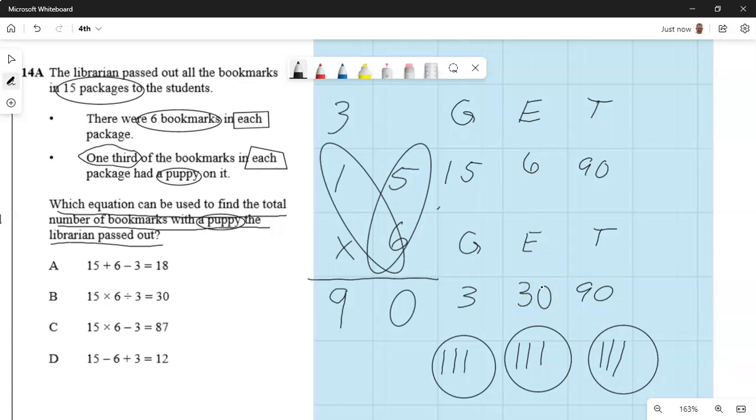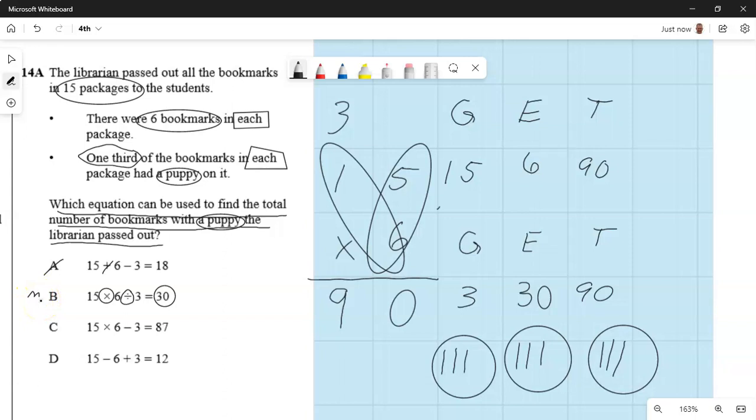So I can look at my answer choices over here. Okay, the first thing I did is I multiplied 15 times 6. I did not add 15 plus 6. So it's not answer choice A. And the next one says I multiplied 15 times 6. That's what I did. Okay, and then I divided the product of that by 3, and I got 30. So it looks like answer choice B is what I'm going to use. Put a maybe by there.